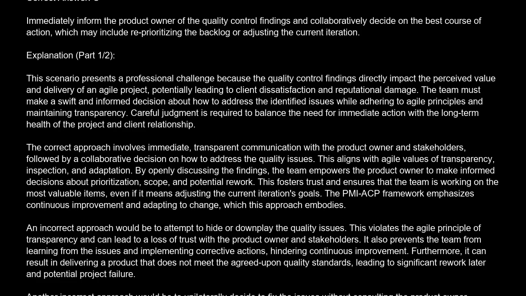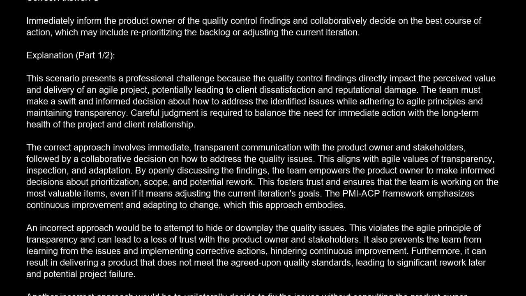The correct answer is C. Immediately inform the product owner of the quality control findings and collaboratively decide on the best course of action, which may include reprioritizing the backlog or adjusting the current iteration. Explanation. This scenario presents a professional challenge because the quality control findings directly impact the perceived value and delivery of an Agile project, potentially leading to client dissatisfaction and reputational damage.